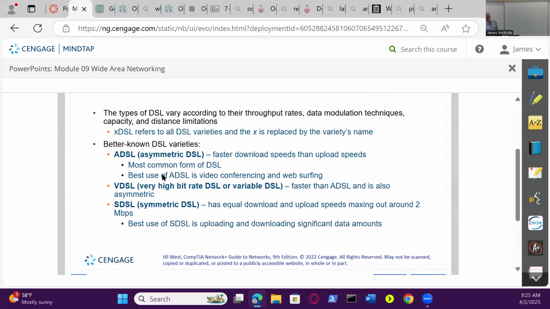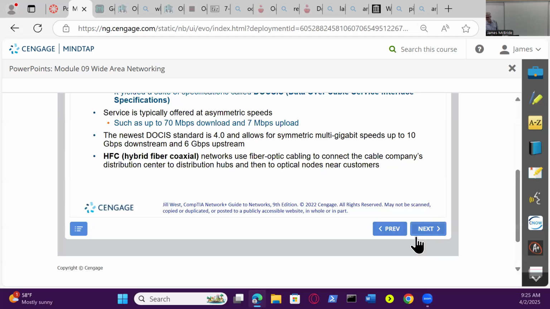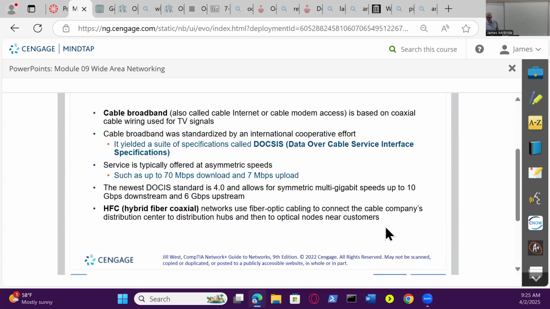And then here are our variations of what they have tried to do to make it better. And then, of course, cable broadband. Again, going back to the fact that the cable's better. It can go further. It's got a thicker core inside.